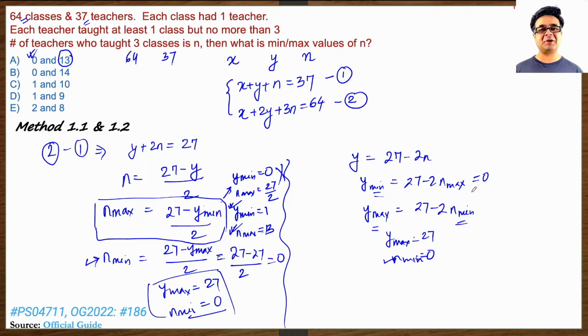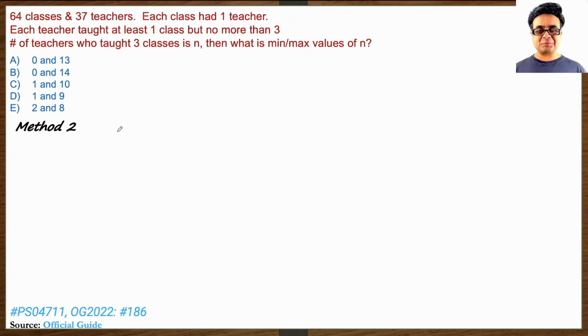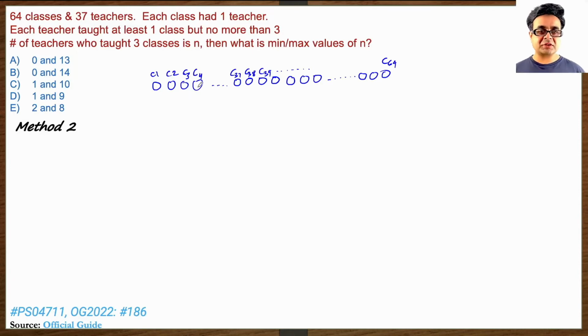Now let's look at method 2, where we do away with all the math and only use logic to solve this question. So in this approach, we are only going to think everything logically. So first, let me draw about 64 classes. Alright, so here is how my 64 classes look. The dot dot means a jump between C4 and C37, but we have 64 classes.